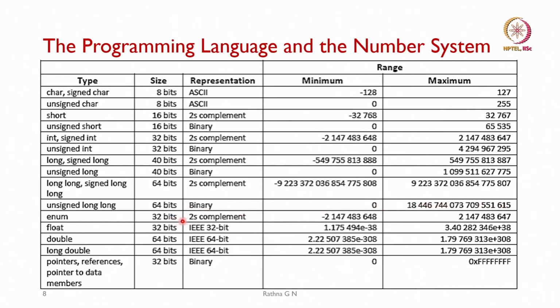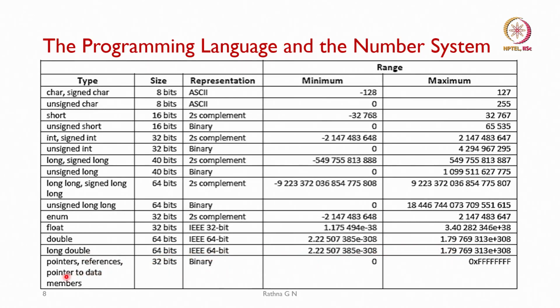And then enumeration, which is also 2's complement. Since the DSK 6713 is a floating point board, it is going to support float at 32 bits and double at 64 bits. The format it takes is IEEE 32-bit format, and for 64 bits it is IEEE 64-bit format, and the range is as specified here. And a long double is also supported, it is 64 bits using the IEEE 64-bit standard, and the range is shown here.